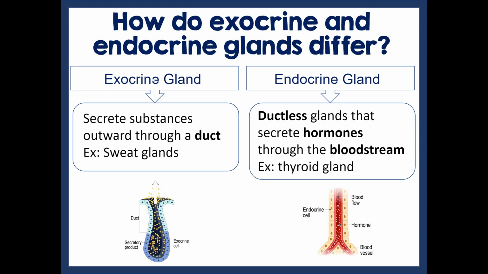And like I mentioned, the names can give you somewhat of an idea. So the substance that's being secreted, if it's an exocrine gland, is going to travel out of the cell and toward the surface. And if it's an endocrine gland, it's going to stay within the body.